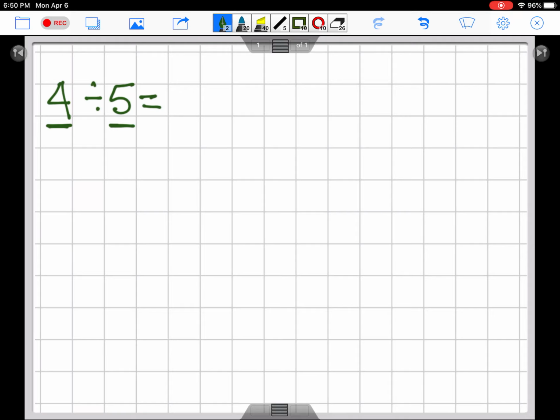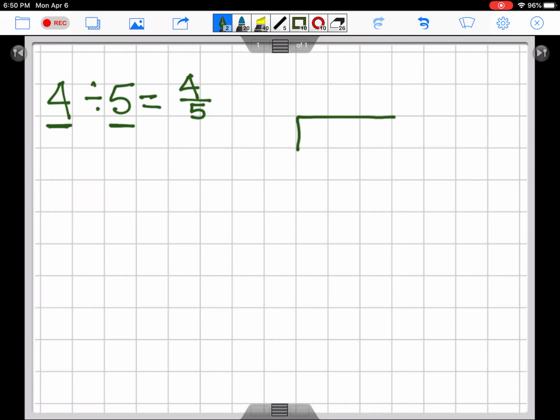If we want to write this as a fraction, go ahead and get this written down. All right, that's correct. Our fraction is going to be 4/5. Now let's do a little long division to check our answer here and see what our decimal quotient will be.